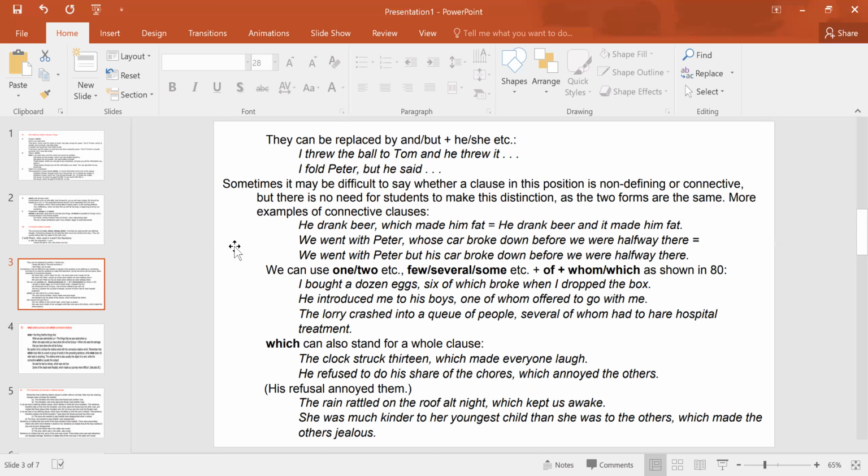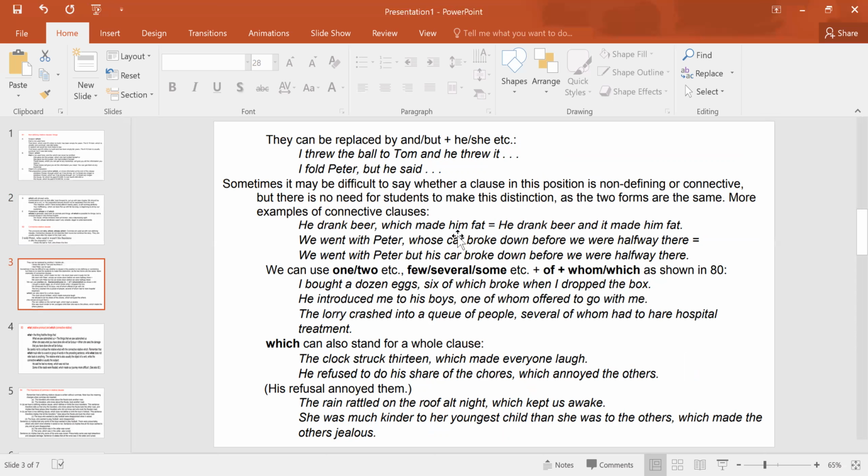Sometimes it may be difficult to say whether a clause in this position is non-defining or connective. Sometimes you will get confused whether the clause under discussion is non-defining or connective. You need not worry about this because the two forms are the same. Both forms are the same. More examples of connective clauses are here.